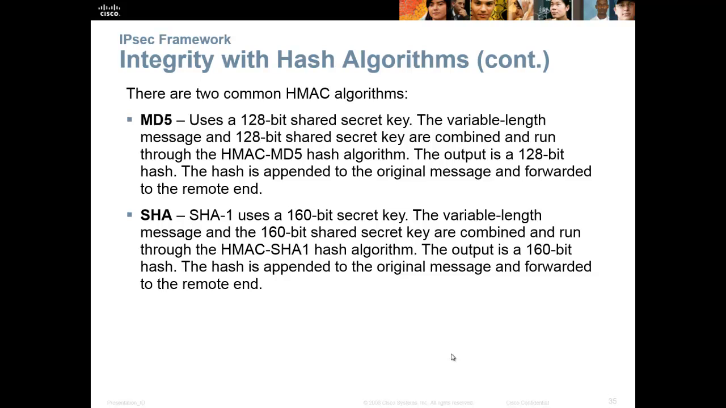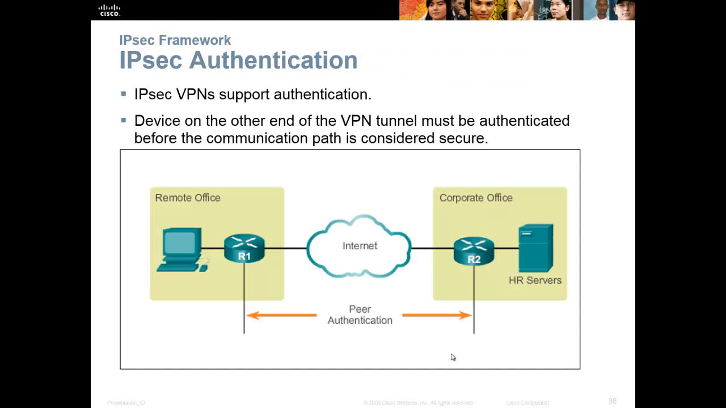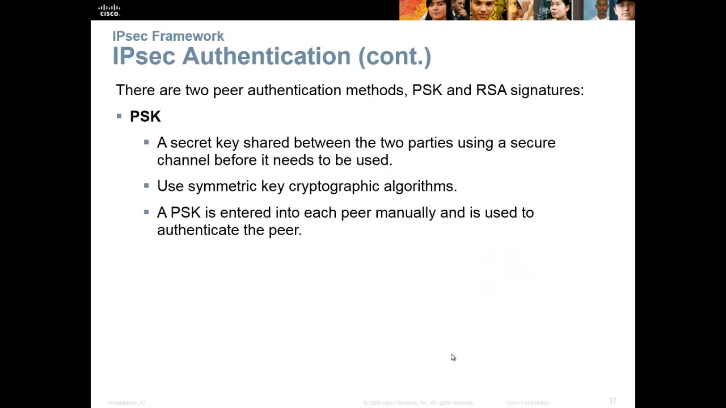Alright, and then they talk about authentication. Remember, authentication is I am who I say I am. I'm trying to prove who I am. And typically we do this with usernames and passwords. But across the internet, it could be easy for somebody to grab that information. So we've got two other options. We have PSK, and then we have RSA. Now, RSA is crazy secure, and we'll talk about that in just a second. But with PSK, a secret key is shared between the two parties using a secure channel before it needs to be used.